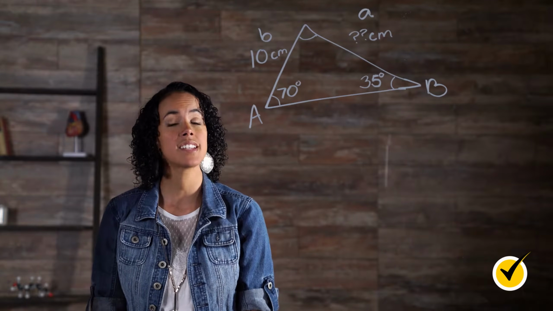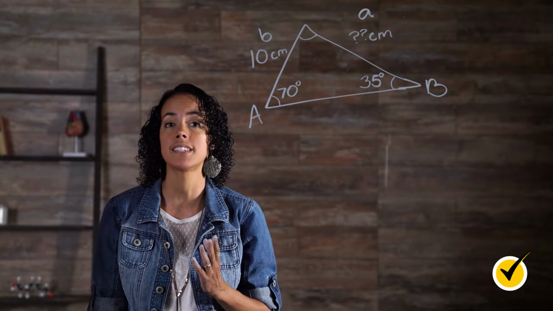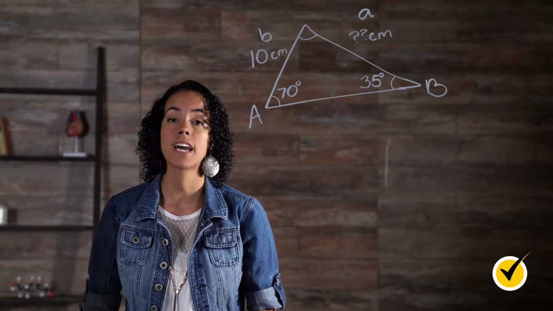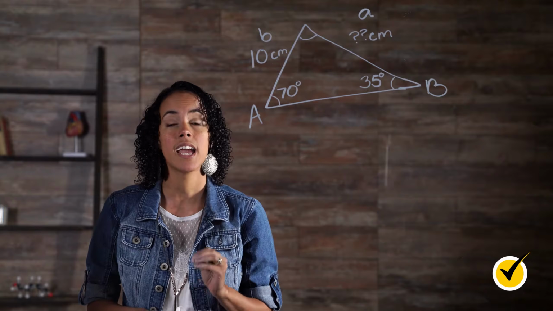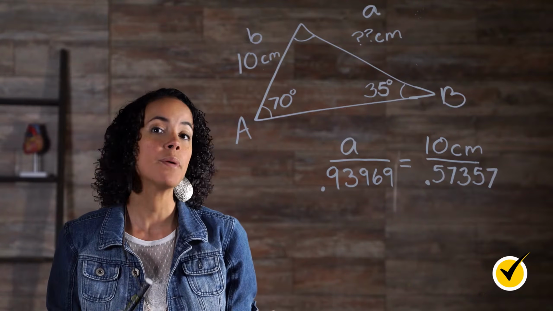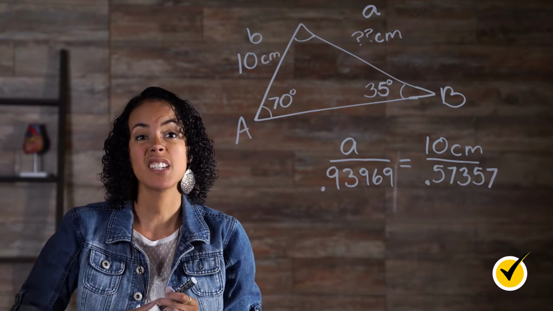But the law of sines doesn't have angles in it. Instead, it has the sine of the angles. So we need to use a calculator to find the sine key. Type in the angle and then hit sine, and you'll end up with a long decimal for both of our angles. Now we have a simple proportion to solve. We just need to solve for a.